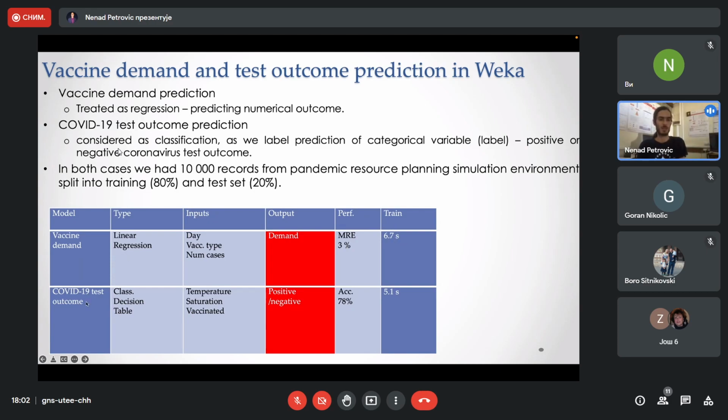On the other side, we have a classification example for a categorical outcome. The best algorithm was decision table. In this case, we make use of temperature, oxygen saturation, and whether the person is vaccinated, and the outcome is positive or negative. And accuracy was 78%, and the training time was 5.1 seconds.